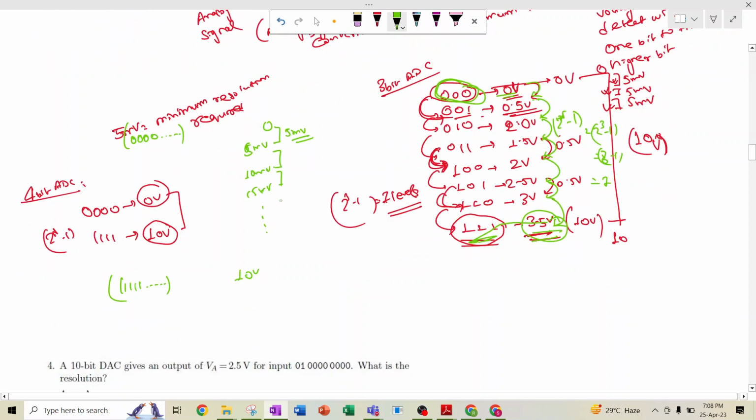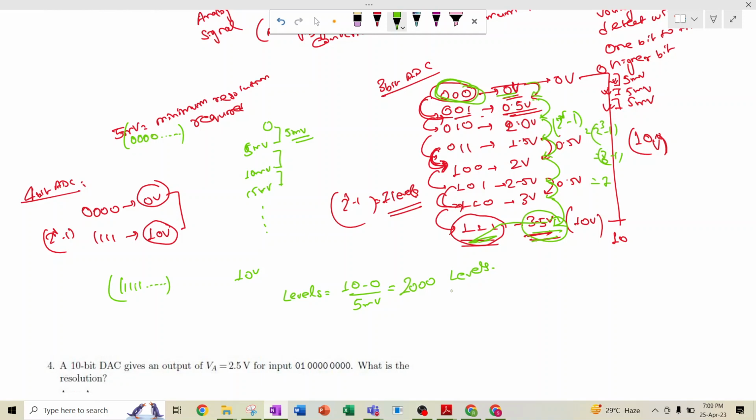So how many levels are there? Total number of levels equals 10 minus 0 divided by 5 millivolt. So 10 divided by 0.005, I am using the calculator. It will be 2000. So here it will be 2000 levels.